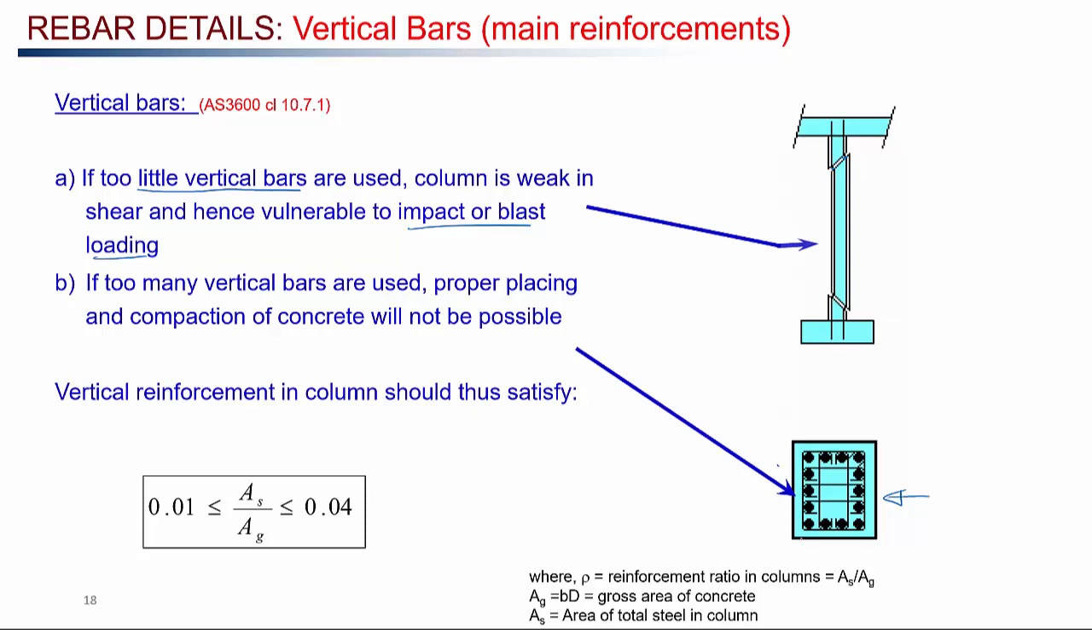So usually for the column, the reinforcement ratio, we put it between 0.01 to 0.04, as you can see here. So As by Ag is nothing but the reinforcement ratio rho, and we keep it between 0.01 to 0.04. That means rho is between 1% to 4%. So we keep the reinforcement ratio between 1 to 4% of the gross area of the concrete column.